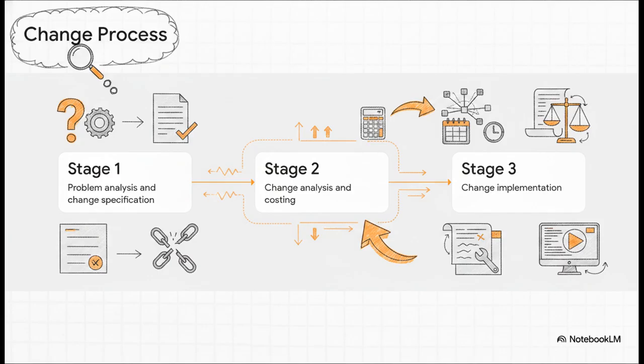Stage 2 is change analysis and costing. This is where your traceability tools really shine. We look at how the change ripples through the entire system, we estimate the cost of modifying the documents, the design, and the code, and then we decide whether or not to proceed. Finally, stage 3 is change implementation. If it's approved, we officially modify the requirements document, update the system design, and then, finally, change the code itself.